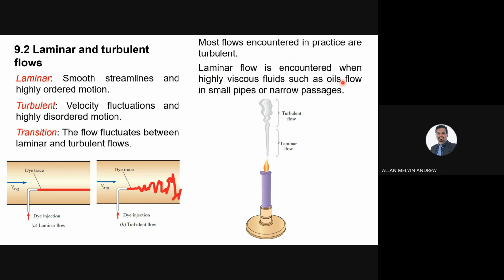Laminar flow is encountered when a highly viscous fluid such as oil flows in a small pipe or narrow passage. Laminar flow normally occurs when the fluid has high viscosity, so the chance of it deforming is lesser. Especially when dealing with oil, such as hydraulic oil or other types of oil, it will be more viscous compared to water. And when the flow is moving in a smaller pipe, we assume that it is laminar. So that will be the case in real life.